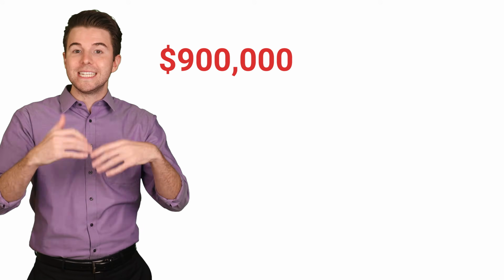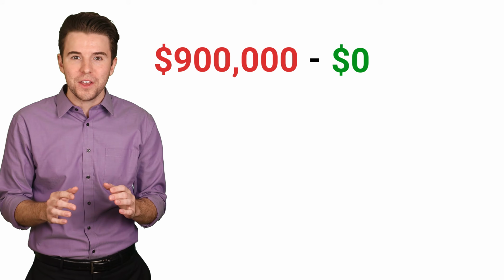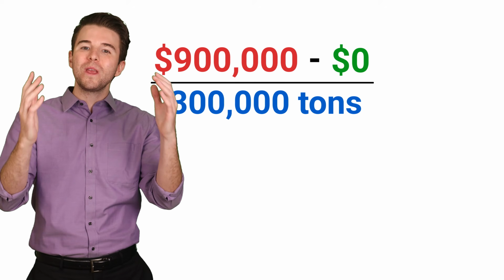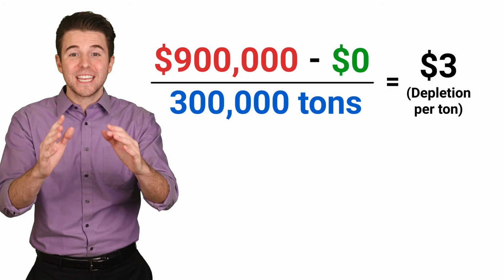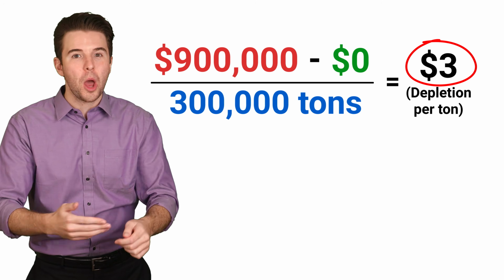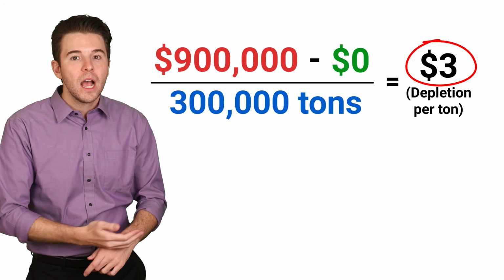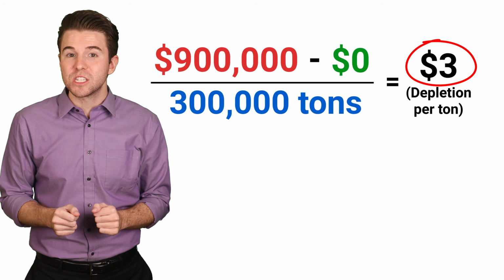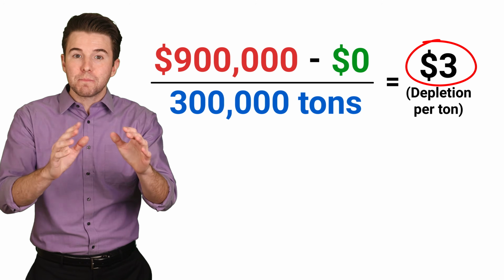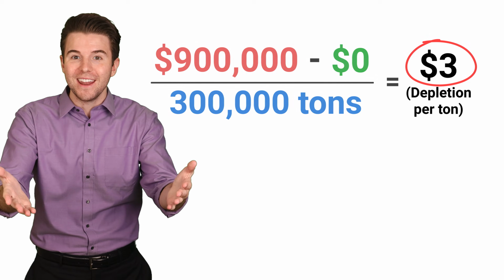In our example, the iron deposit cost is $900,000. We subtract the $0 salvage value and divide by 300,000 tons of iron ore. This gets us $3 of depletion per ton. Depletion per unit is then multiplied by units extracted and sold in the period to get depletion expense per period.